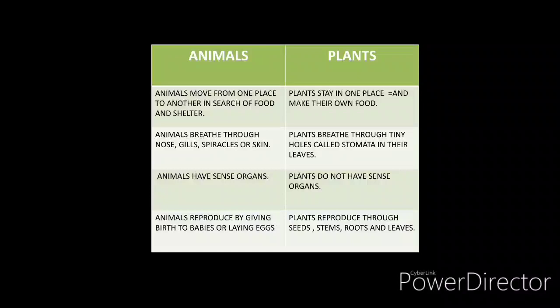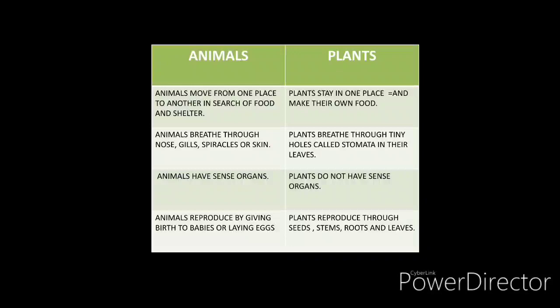Animals breathe through nose, gills, spiracles, or skin. As we have already learned in the previous session, human beings and some animals breathe through nose, fishes breathe through gills, insects breathe through spiracles, and some worms like earthworms breathe through skin. But in case of plants, plants breathe through tiny holes called stomata in their leaves. Plants do not have any kind of nose or gills or spiracles in them. Instead, they have small holes which are called stomata.